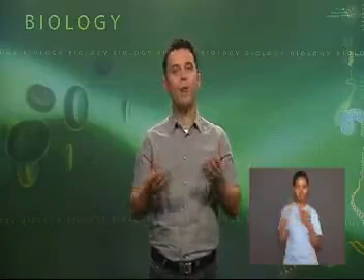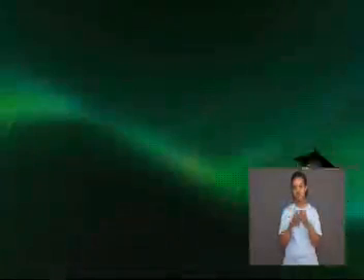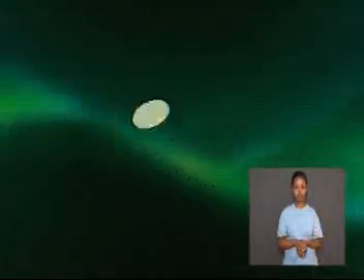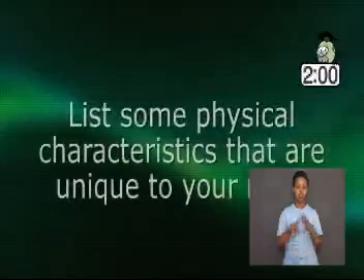Students, can you make a list of physical characteristics that are unique to your race? Think about the color of your skin, shape of your body, and texture of your hair compared to other races. You may begin now. Students, let's get ready. Begin.